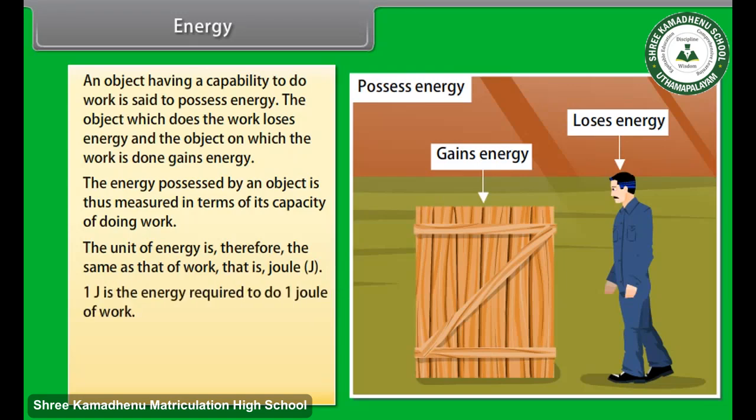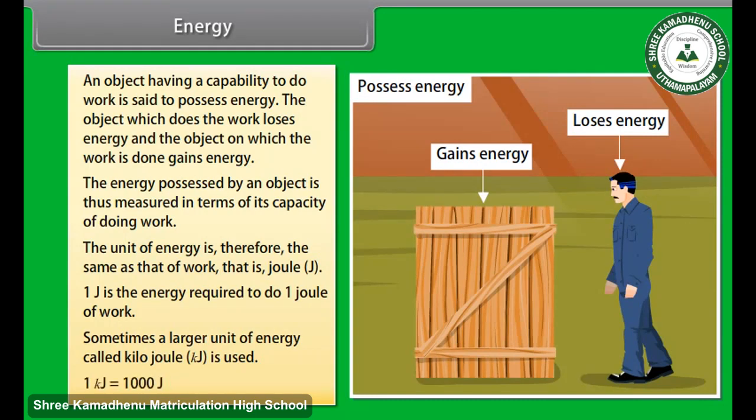1 joule is the energy required to do 1 joule of work. Sometimes a larger unit of energy called kilojoule is used. 1 kilojoule equals 1000 joules.